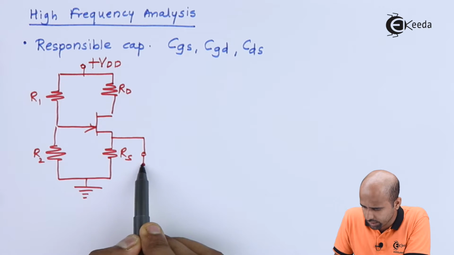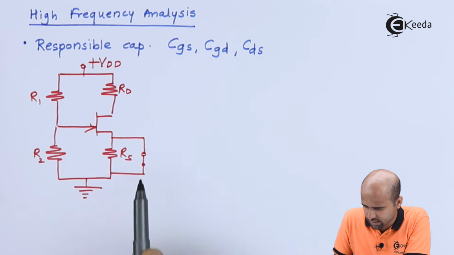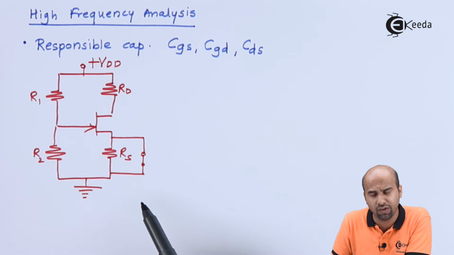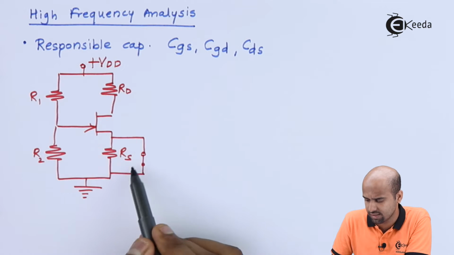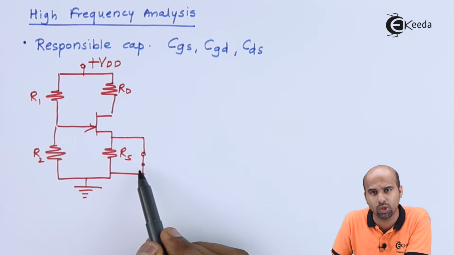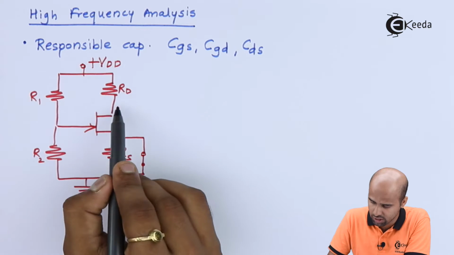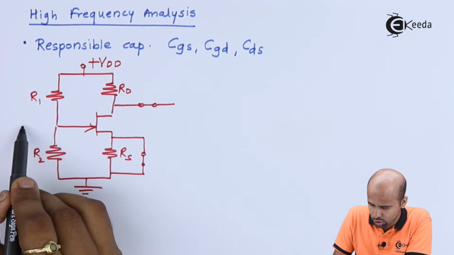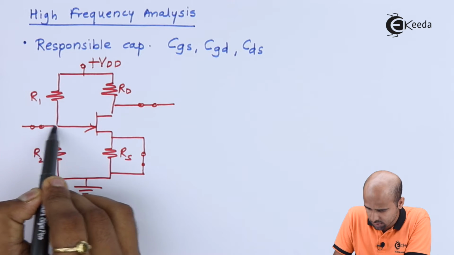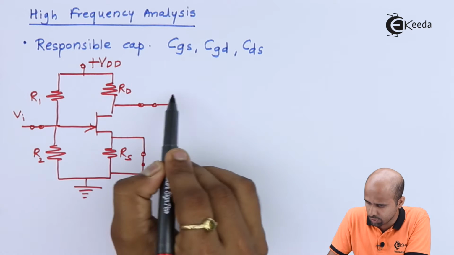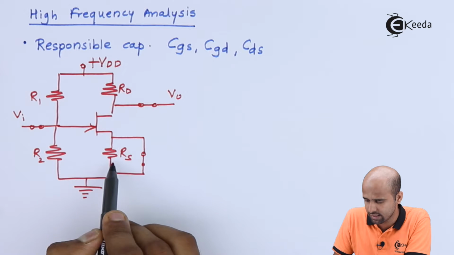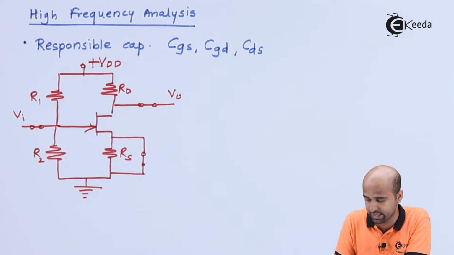I will short circuit all the capacitors because we are doing high frequency analysis. At high frequency, your XC will become 0 and that will act as a short circuit. So here as well, I will be getting short circuit of CC2, short circuit of CC1. This is input. Here I will be getting output, and RS becomes redundant in this case.